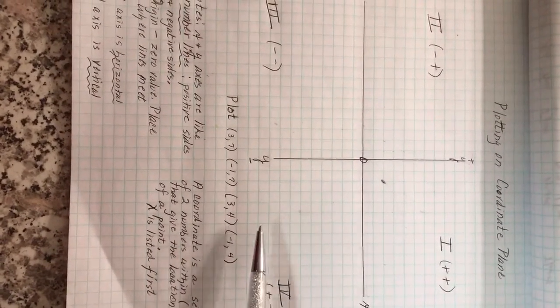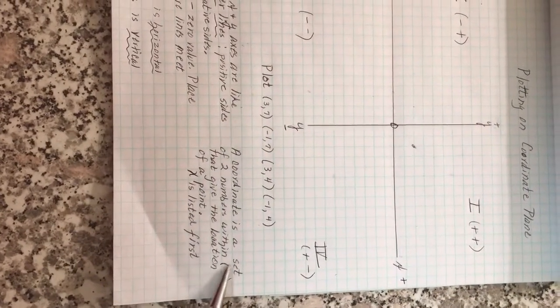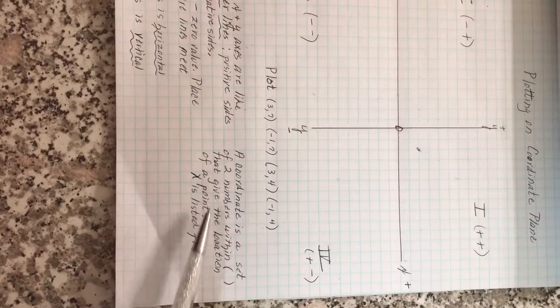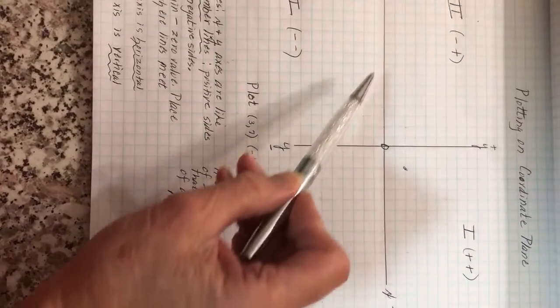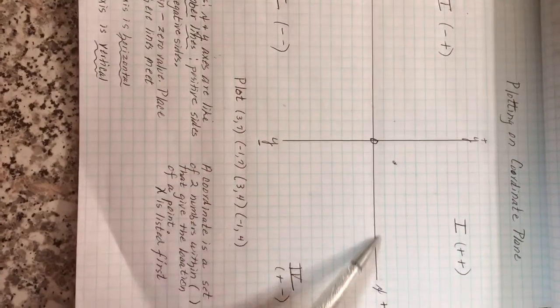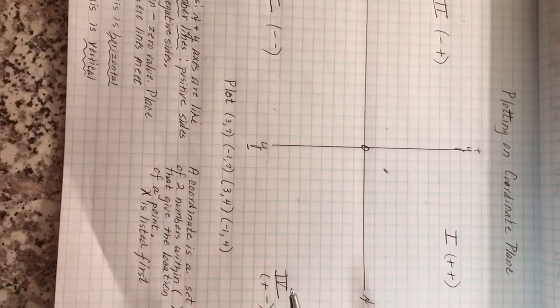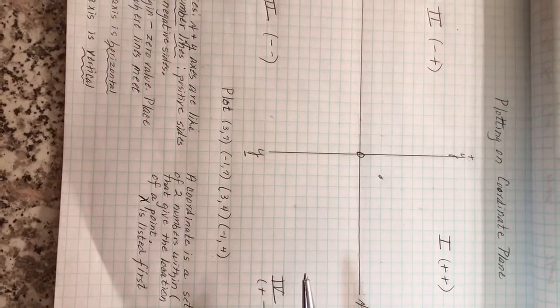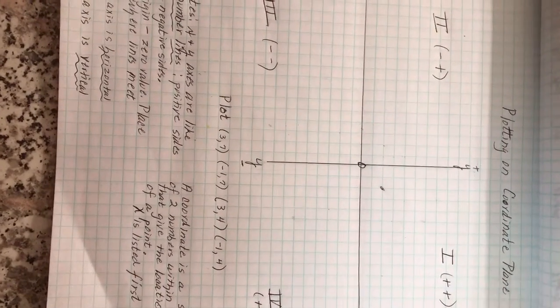Now, a coordinate is a set of 2 numbers within parentheses that gives the location of a point, and x is always listed first. So this is our x-axis, here's our y-axis, and let's imagine that we're going to find a point at the junction of 2 and 2.